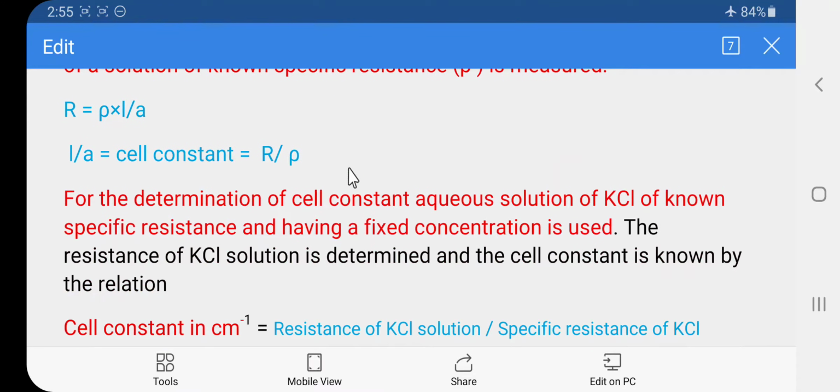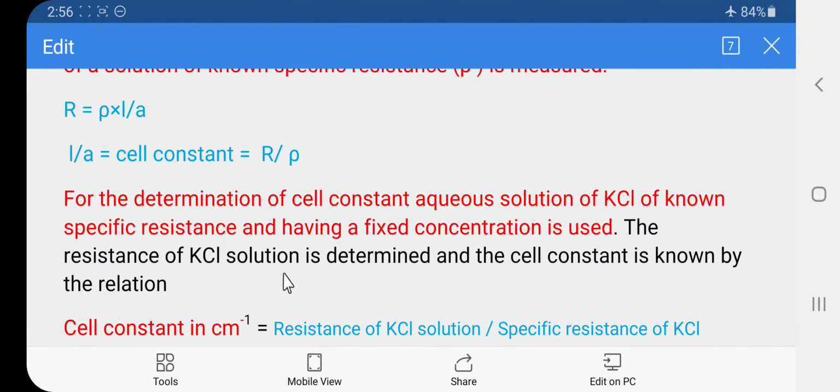The second method is the indirect method. For the determination of the cell constant, an aqueous solution of KCl of known specific resistance and having a fixed concentration is used. So in the second method we have to use the KCl solution, whose specific resistance is known, for the determination of the cell constant.